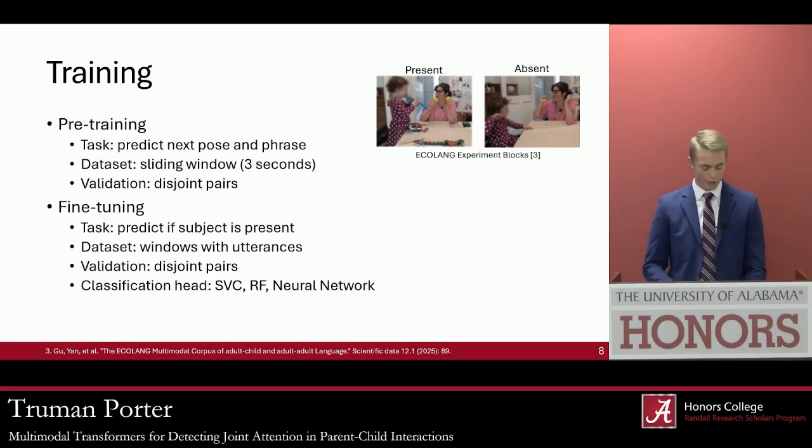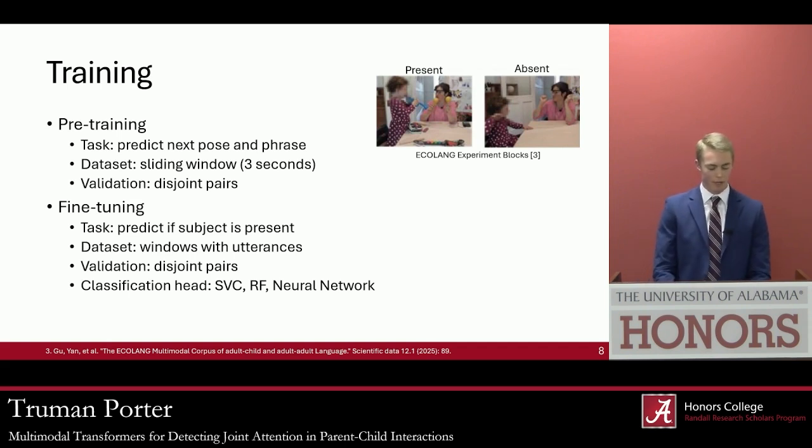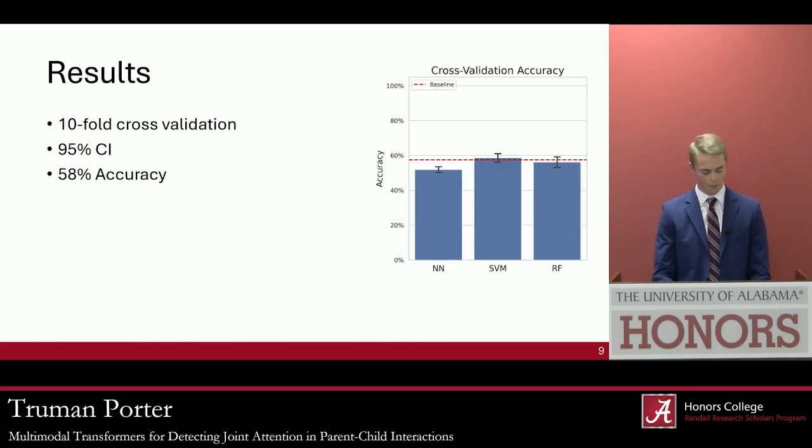We do a similar thing for the fine-tuning, but we switch the task to being that binary joint attention detection task. And we only focus on windows that contain utterances because we believe they're more information dense. We again validate on disjoint pairs and test different classification heads to compare their performance as well.